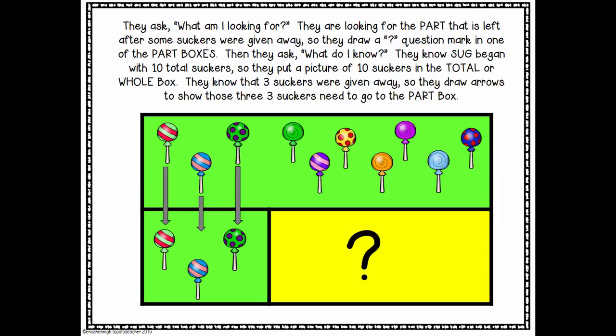They ask, "What am I looking for?" They are looking for the part that is left after some suckers were given away, so they draw a question mark box in one of the part boxes. Then they ask, "What do I know?" They know Sug began with 10 total suckers, so they put a picture of 10 suckers in the total or whole box. They know that 3 suckers were given away, so they draw arrows to show those 3 suckers need to go to the part box.